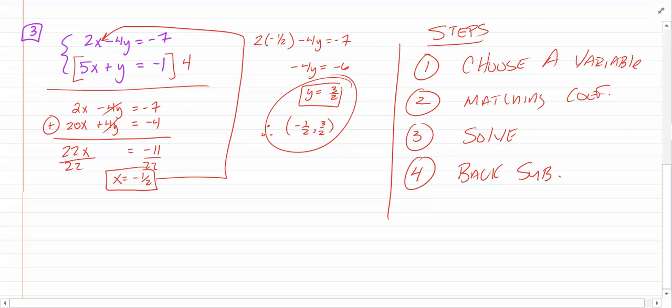So check it out. Those are the steps, right? We picked a variable. We figured out how to get matching coefficients. We solved it. Then we did back substitution. And then our last step, we could actually check on the calculator to make sure that we did it right. Okay, so there's some 5 basic steps that we could do. What do you guys think about that? Pretty good? Yeah? All right.